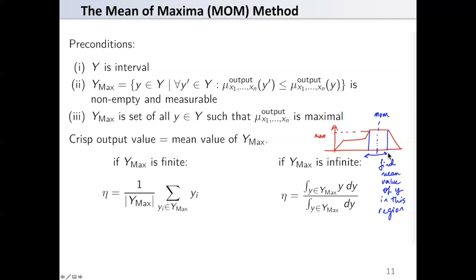If we have continuous values, in that case, we find the integral of y dy, where y is an element of the region for which the membership value is maximum, divided by the integral of dy calculated for the same region.